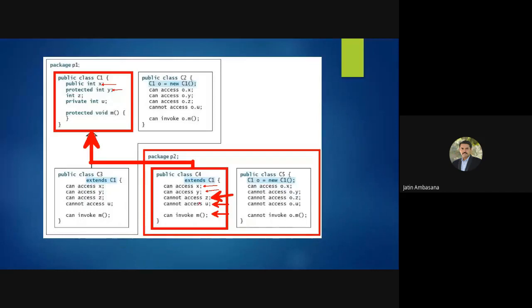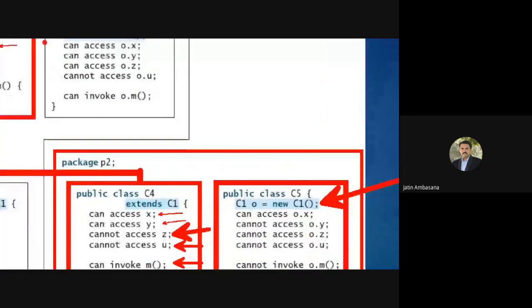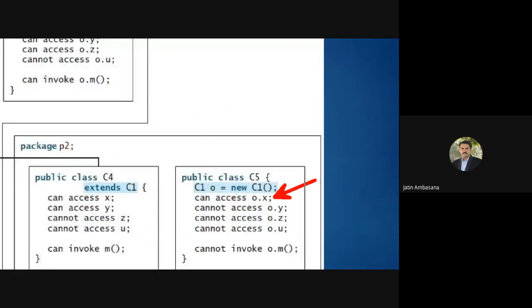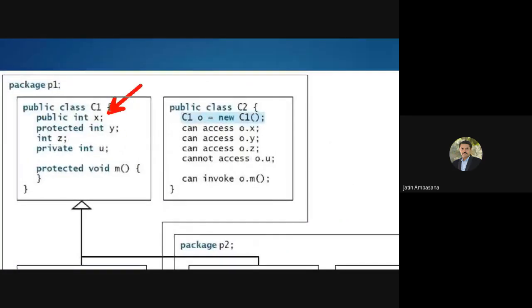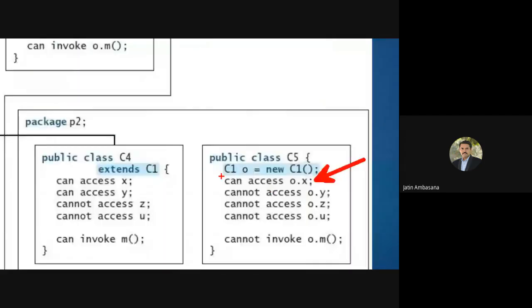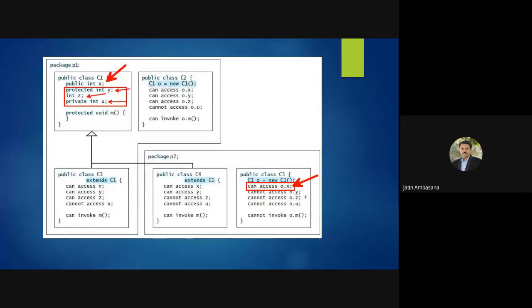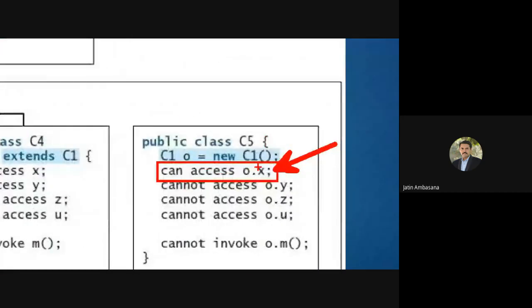So you see how protected works. Now if you see this C5, it tries to make the object of C1, which is a public class. It can make the object. It can access only X. Only X. None of these three are available to it. Not protected, not default, and not private. Only X is accessible. Why can it not access this protected Y? Why is it so that this C5 cannot access the Y?